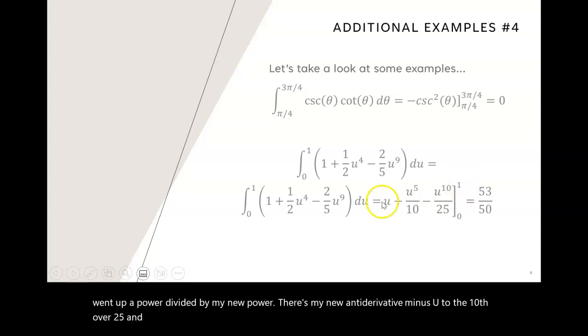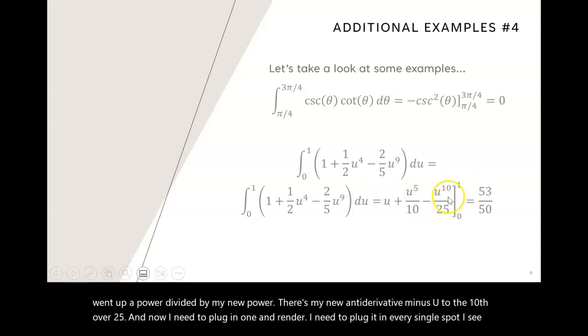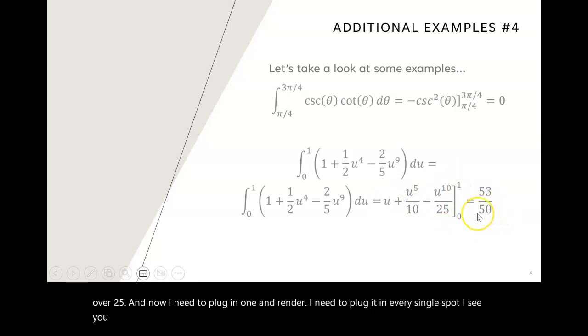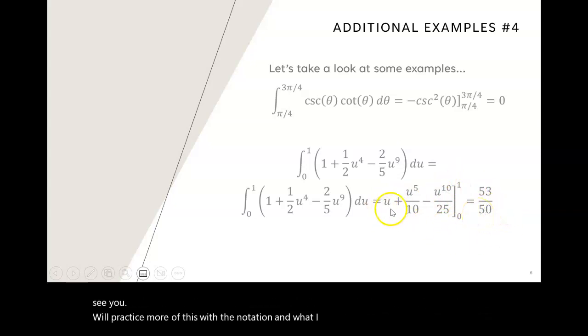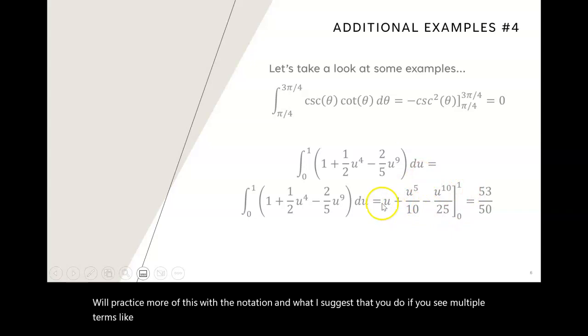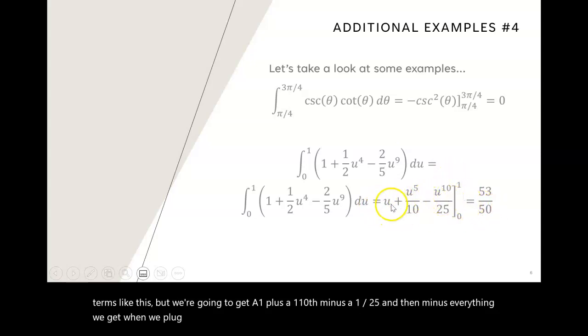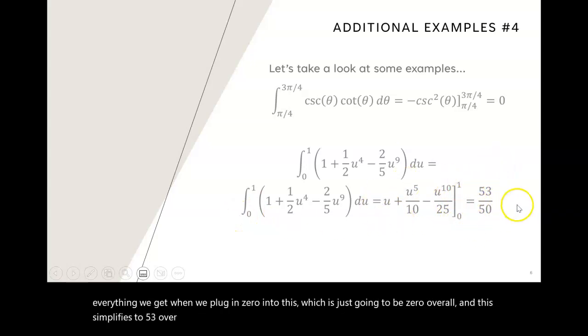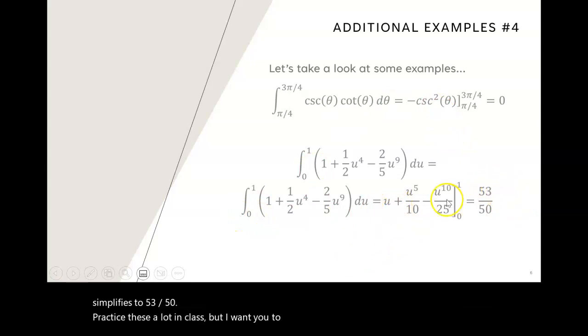And now I need to plug in 1. And remember, I need to plug it in every single spot I see u. We'll practice more of this with the notation and what I suggest that you do if you see multiple terms like this. But we're going to get a 1 plus a 1/10 minus a 1 over 25. And then minus everything we get when we plug in 0 into this, which is just going to be 0 overall. And this simplifies to 53 over 50. We're going to practice these a lot in class, but I want you to get the idea and have an idea of what's happening before we go forward.